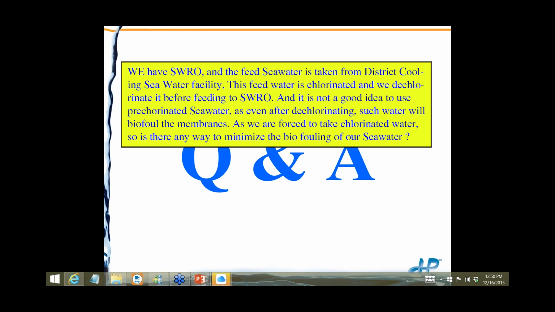Okay, we have seawater RO, and the feed seawater is taken from a district cooling seawater facility. This feed water is chlorinated, and we dechlorinate before feeding to the seawater RO. It is not a good idea to use pre-chlorinated seawater, as even after dechlorination, such water will biofoul the membrane. As we are forced to take chlorinated water, is there any way to minimize the biofouling of the seawater RO?